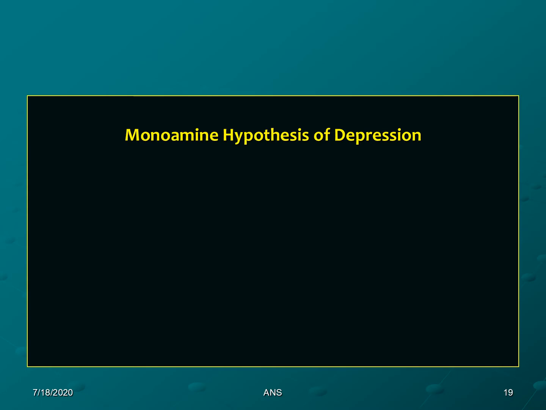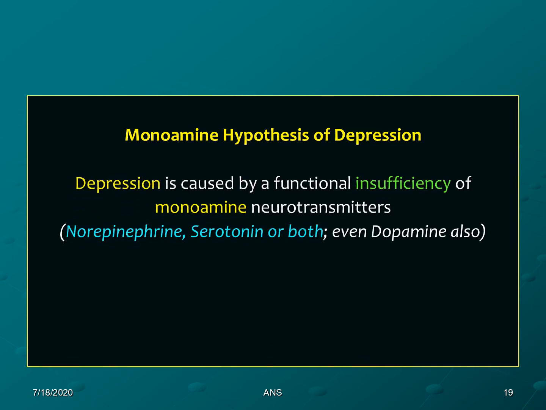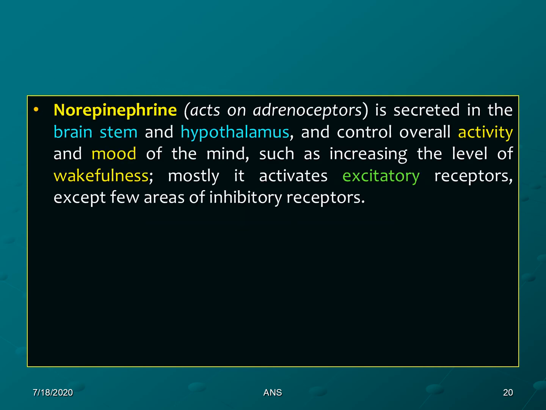Up till now, some monoamine hypotheses have been derived for depression. There is an observation that depression is caused by a functional insufficiency. Functional insufficiency means that even though the monoamines are present there, they are not functioning properly. So a functional insufficiency of monoamine neurotransmitters, and commonly involved are norepinephrine, serotonin, or both, or at times even dopamine, is also involved in producing depressive symptoms. So what will be the treatment? Obviously we have to give drugs.